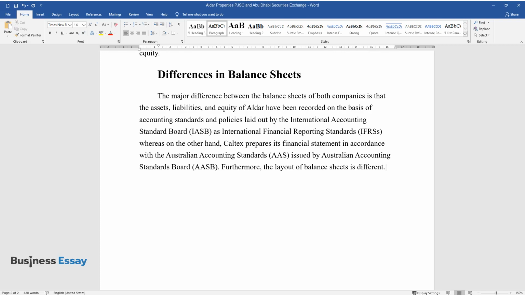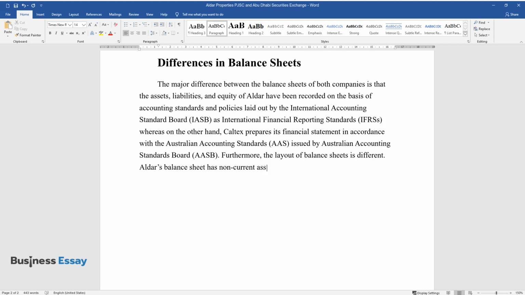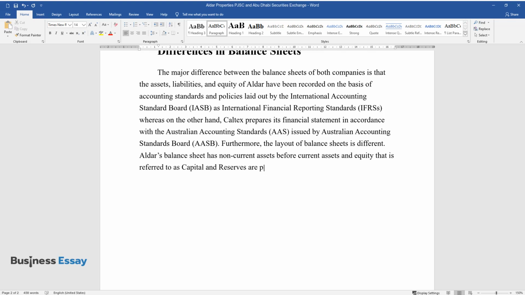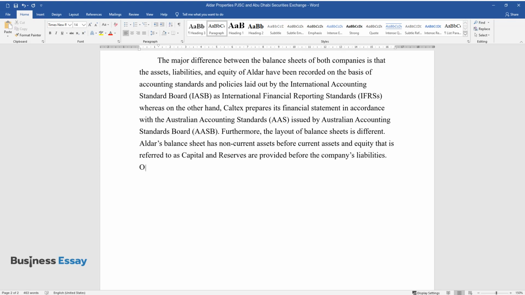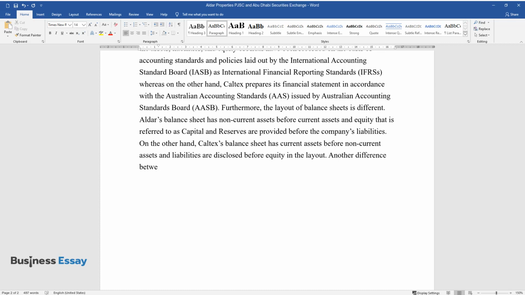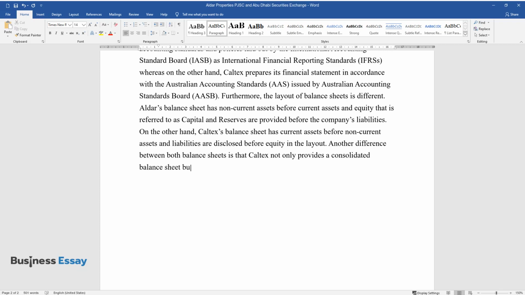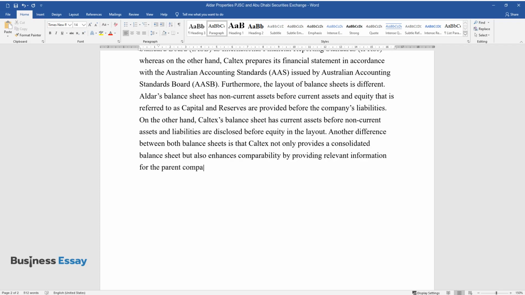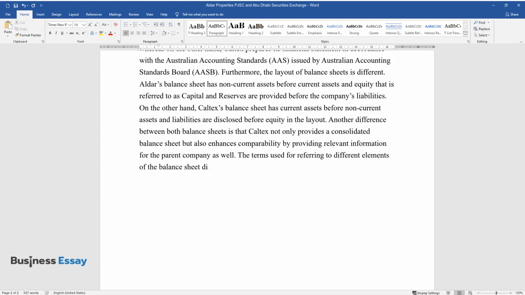Furthermore, the layout of balance sheets is different. Aldar's balance sheet has non-current assets before current assets, and equity, referred to as capital and reserves, is provided before the company's liabilities. On the other hand, Caltex's balance sheet has current assets before non-current assets, and liabilities are disclosed before equity in the layout. Another difference between both balance sheets is that Caltex not only provides a consolidated balance sheet but also enhances comparability by providing relevant information for the parent company as well. The terms used for referring to different elements of the balance sheet differ in both reports.